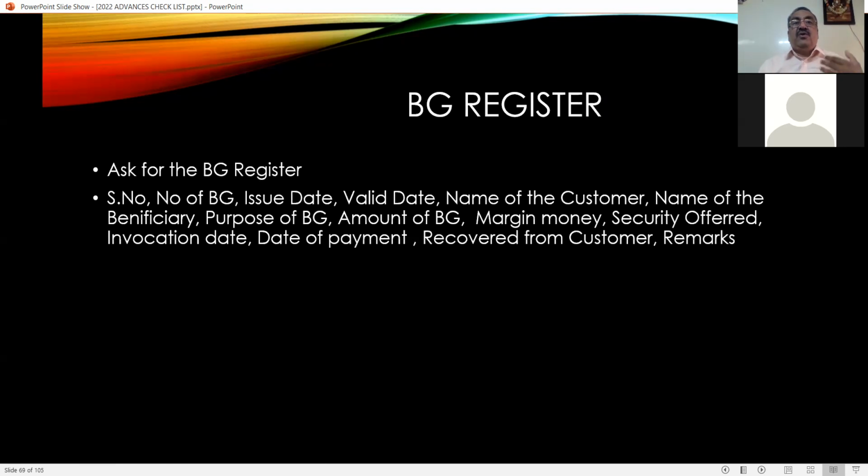In the BG register, you can see all these columns: serial number, number of BG, issue date, valid date, name of the customer, name of the beneficiary, purpose of the BG, amount of BG, and margin. For each and every bank guarantee, margin money has to be provided by the borrower. And what is the security? Is it a deposit receipt or collateral security? And what is the invocation date? The invocation date is the date on which the beneficiary has surrendered the BG to get the money.